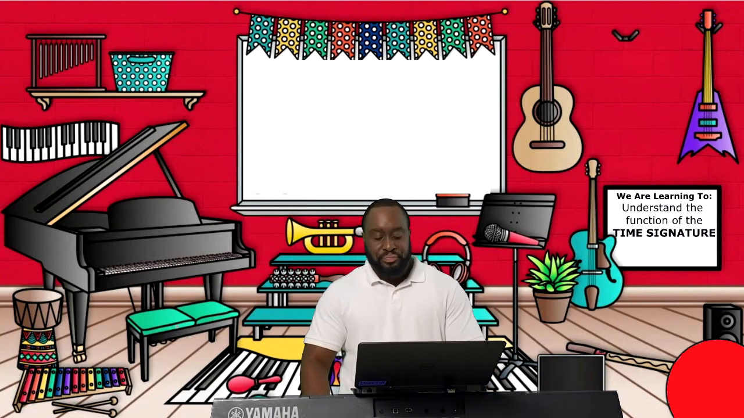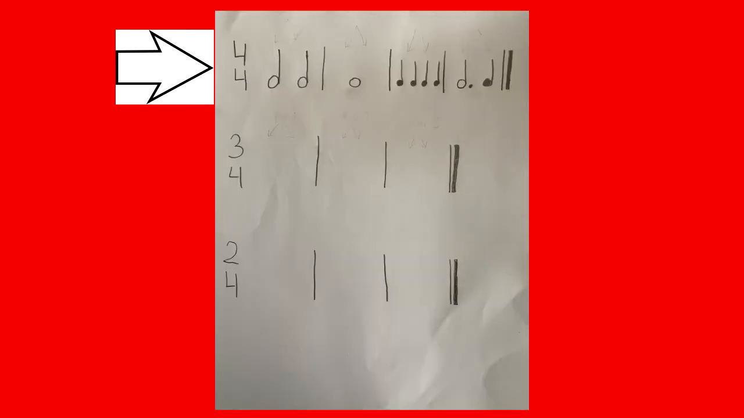Okay, all right. So what I want you guys to do is create 4 measures, 4 bars of notes in 4/4 time. It's going to look something like this, and you are going to add notes in each measure, except I want you to add some eighth notes, like the pair of eighth notes that we've been doing in music math.